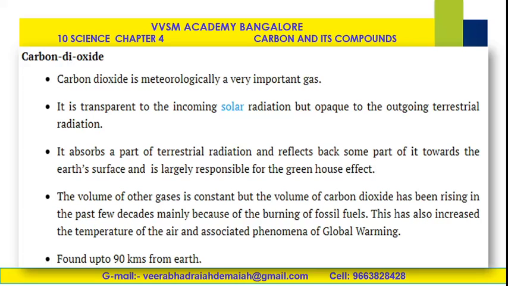Carbon dioxide is meteorologically a very important gas. It is transparent to incoming solar radiation but opaque to outgoing terrestrial radiation. It absorbs a part of the terrestrial radiation and reflects back some part of it towards the Earth's surface, and is largely responsible for the greenhouse effect. The volume of other gases is constant, but the volume of carbon dioxide has been rising in the past few decades, mainly because of the burning of fossil fuels. This has also increased the temperature of the air and led to the associated phenomenon of global warming. It is found up to 90 kilometers from the Earth's surface in the atmosphere.